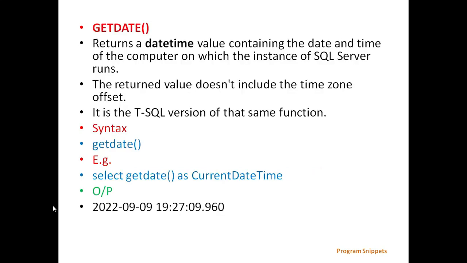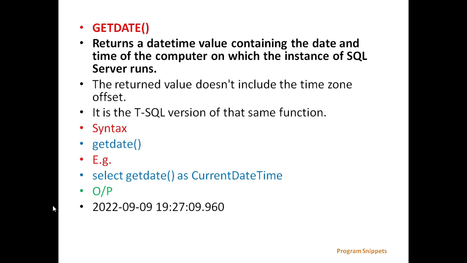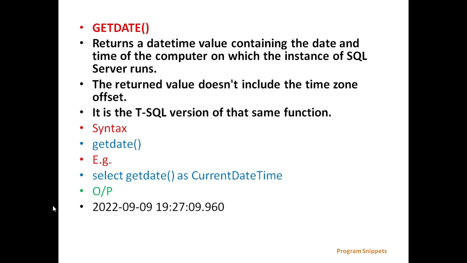Next is GETDATE. This function returns a datetime value containing the date and time of the computer on which the instance of SQL Server runs. The return value doesn't include the time zone offset. It is the T-SQL version of the same function. General syntax is GETDATE. For example, SELECT GETDATE AS current_time will give the output current date and time.